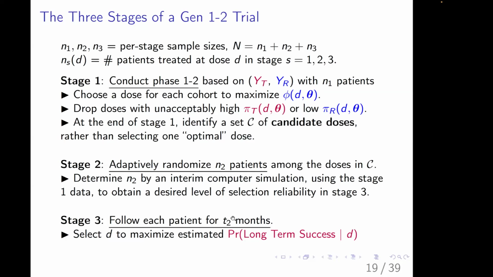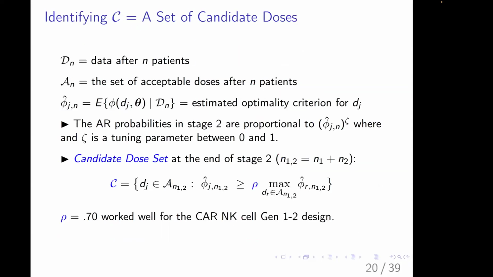And then you follow each patient for T2 months, maybe 6 months, and then use your long-term criterion to select a dose. So select a dose to maximize the estimated probability of long-term success. So here's how we've kind of snuck long-term progression-free survival or remission duration or whatever you want into the dose-finding paradigm by saying, let's extend phase 1-2 a little bit.